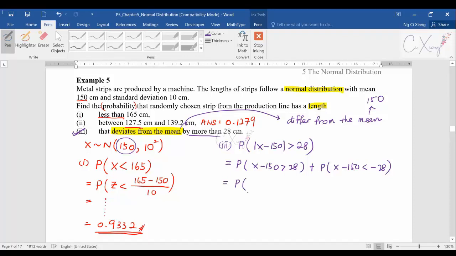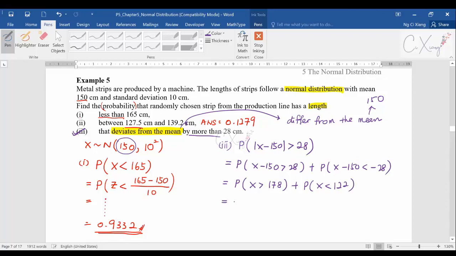Okay, then for this step, I don't know whether you can see or not, but I will just show you first. If, just to do it normally, this is x greater than 178. This one is 150 minus 28, then you get 122. So it looks very normal, right?